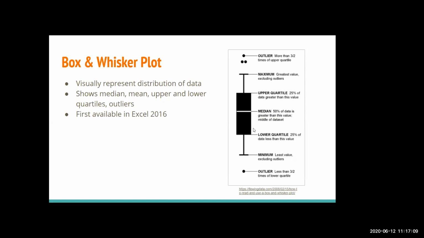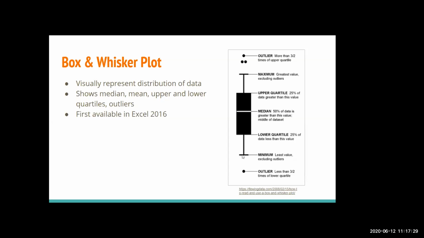Then you have your box, your rectangular box, basically. And the lower line of that represents your lower quartile or first quartile. Those are used synonymously. The line within the box represents the median. And the line at the top of the box is your upper quartile or third quartile. And then the top whisker is your maximum.